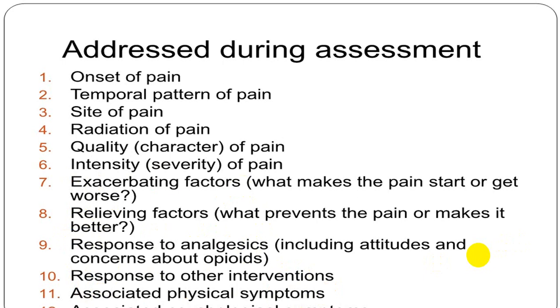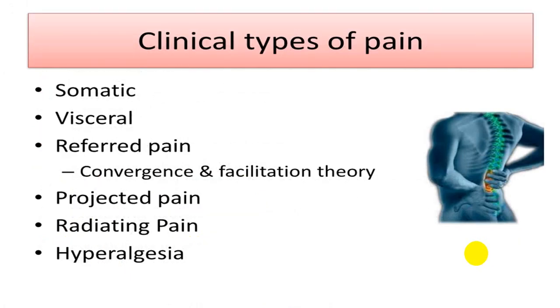So all this you can take in a history and then decide what the type of pain is, whether it is somatic, whether it is visceral, whether it is a referred pain, whether it is a projected pain, radiating pain, or whether there is hyperalgesia. So you will decide regarding that.